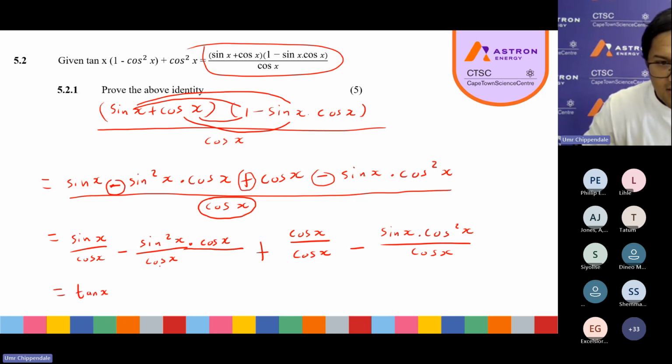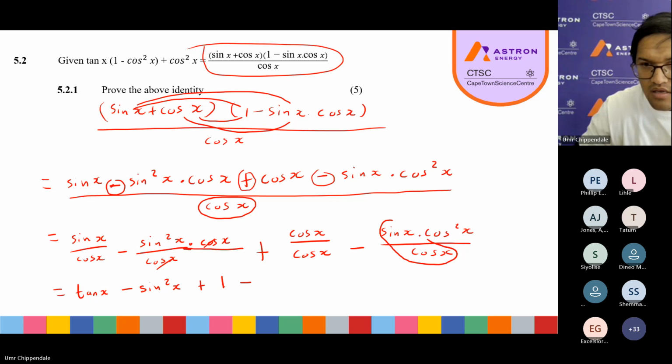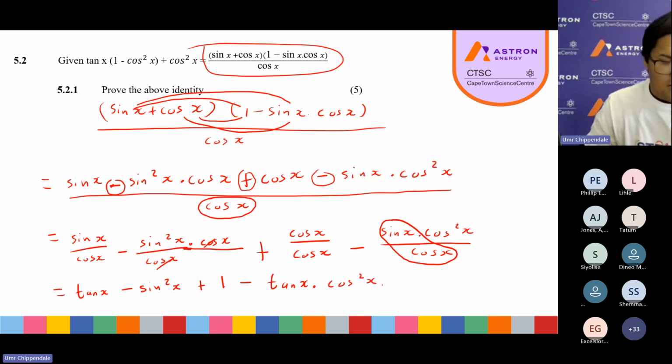In this next section over here, let's just make that line a bit more solid so you can see. This can be cancelled with this one over here. So that now just becomes sine squared x. There we go, plus cos divided by cos is just 1 minus, in this case, we have this that can go together as a trig identity. So we can rewrite that. So we have a minus, and we say tan x times cos squared x.